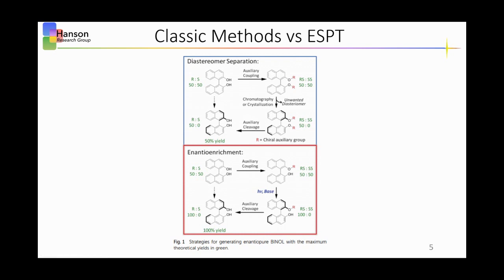Our methodology is a little bit different in that we're not actually going to be discarding any of our BINOL. We are instead converting one of the enantiomers into the other one. And so we start out with the same auxiliary coupling, but this time we're going to only couple one of those hydroxyl groups to our auxiliary. This is because we need that acidic proton available in order for the ESPT process to occur. After irradiation in the presence of a base, we find that we have converted some or all of one atropisomer into the other one, after which point we can perform an auxiliary cleavage, and now we have a chance to have both the higher enantiomeric excess and a maximum theoretical yield of 100%.